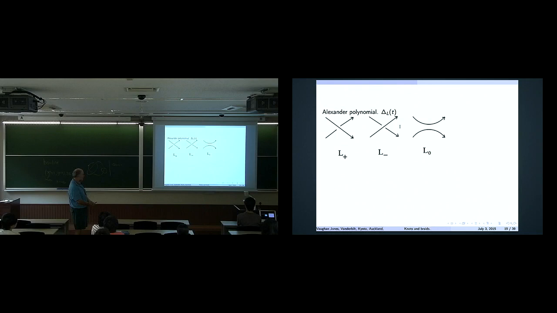So here's the deal. We're going to suppose that we have three knots or links which are oriented, and that they are the same except near a crossing. So here's a crossing. There it is reversed, and there it is eliminated altogether. We have three links, L plus, L minus, and L zero, and away from this crossing, they're absolutely identical. The pictures are absolutely identical.